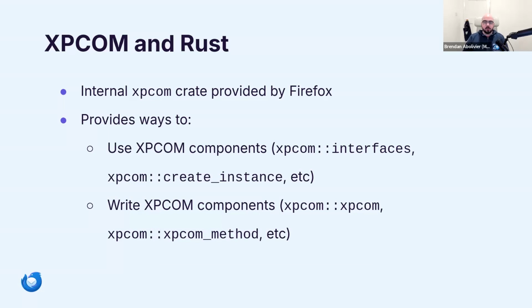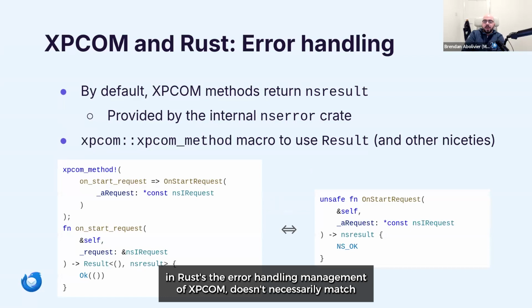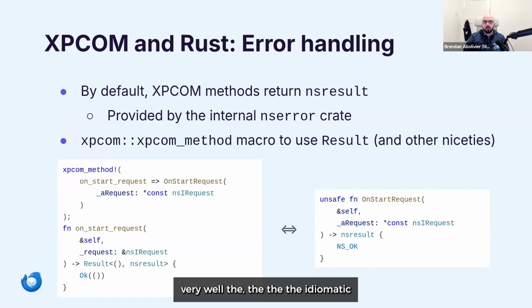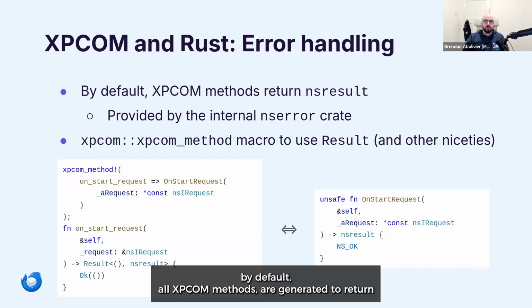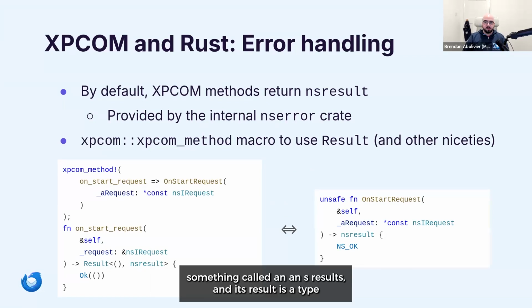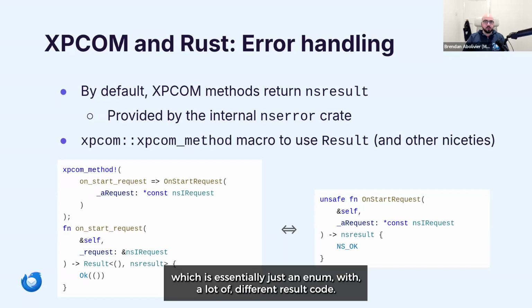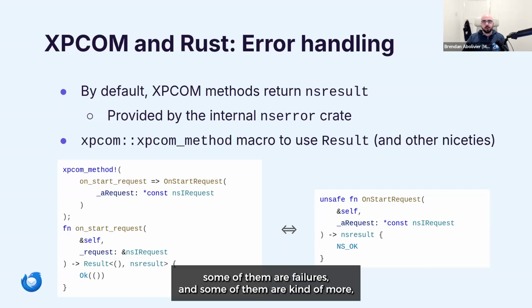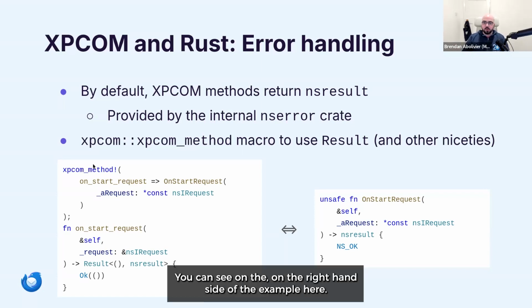The error handling management of XPCOM doesn't necessarily match very well the idiomatic error management of Rust. By default, all XPCOM methods are generated to return something called an nsresult. nsresult is a type which is essentially just an enum with a lot of different result codes. Some of them are successes, some of them are failures, and some of them are more precise than others. You can see on the right-hand side of the example here.